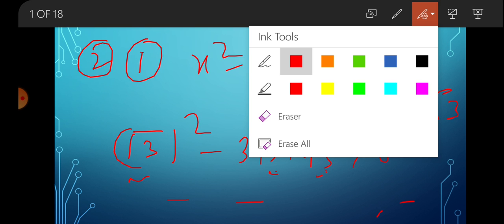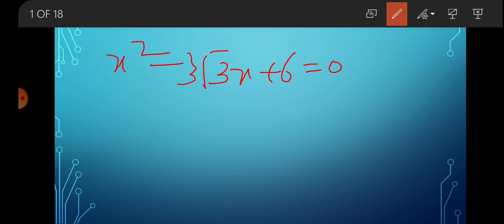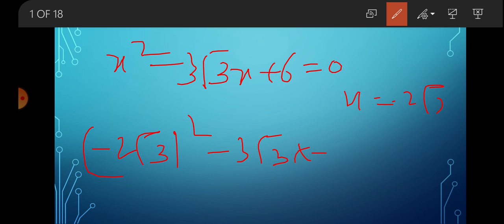Now again, I will replace x by minus 2 under root 3. Your equation is x square minus 3 under root 3 x plus 6 is equal to 0. So what will we do? We will put minus 2 root 3 in place of x. So minus 2 root 3 square, minus 3 under root 3 into minus 2 root 3, plus 6. So 4 times 3 is 12, plus 6 times 3 is 18, plus 6. Now you can see that since all have the same sign, the result cannot be 0.